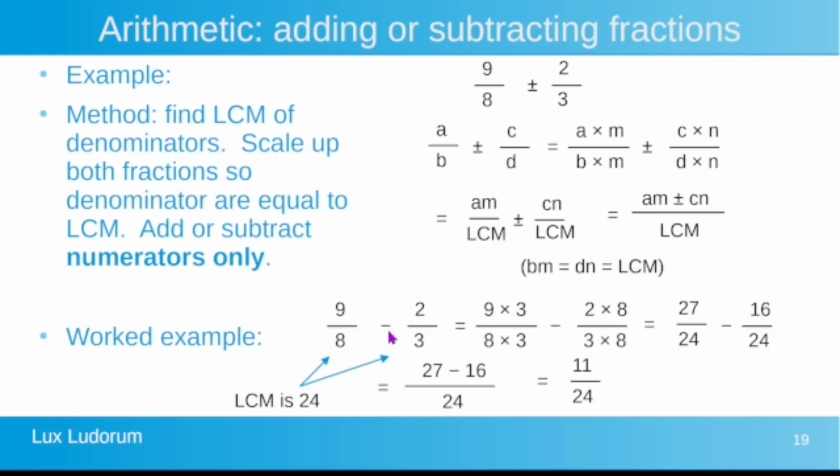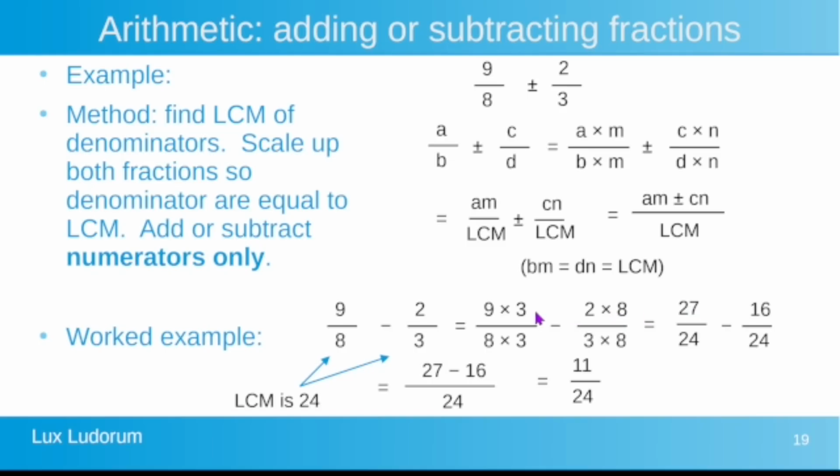9 over 8 minus, I've decided to use the minus one here, 2 over 3. So the lowest common multiple of 3 and 8 is 24. So I need to convert both these fractions to have 24 on the bottom. For 8 to be 24, I've got to multiply it by 3. 8 times 3 on the bottom, that means I've got to multiply the top by 3. 9 times 3. Second fraction, I've got to multiply the 3 on the bottom by 8 to give 24, so I do the top times 8.